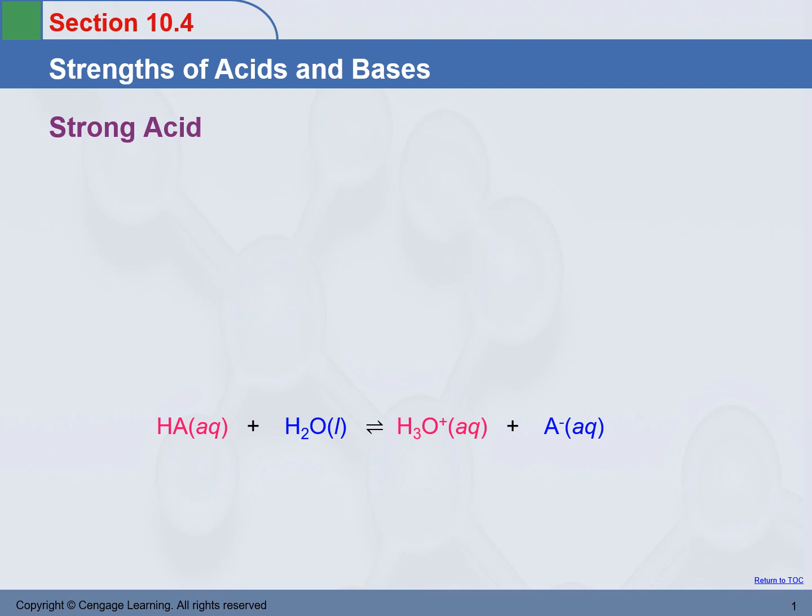We're going to use this generic acid ionization equilibrium to talk about what are strong acids and what are weak acids. So this is a generic acid dissolves in water. It will donate a proton to water. Water becomes hydronium ion. Generic acid becomes its conjugate base. For most acids, this is an equilibrium. It goes both ways.